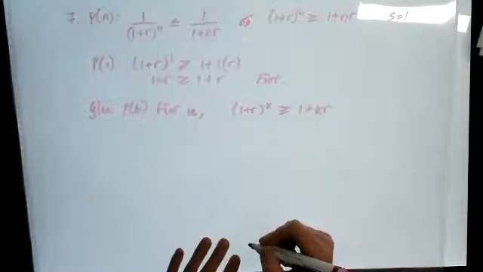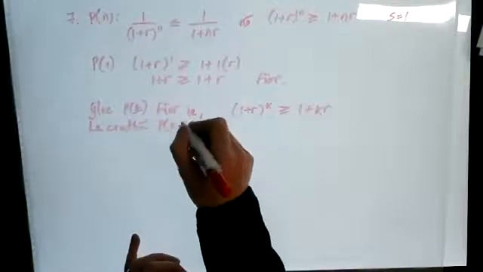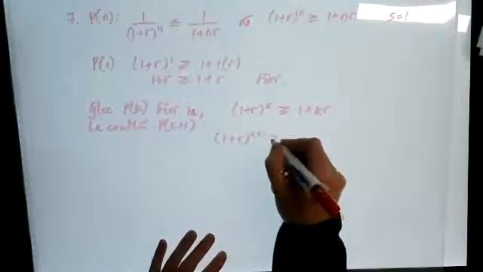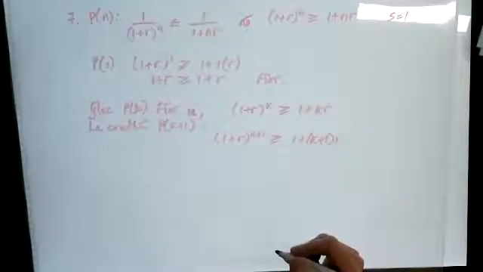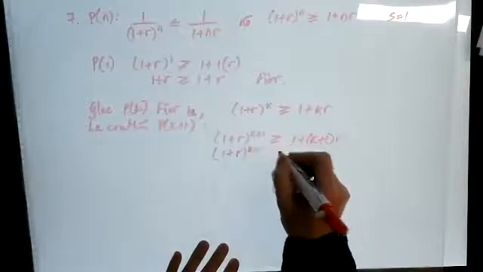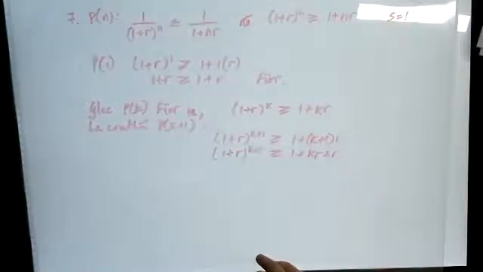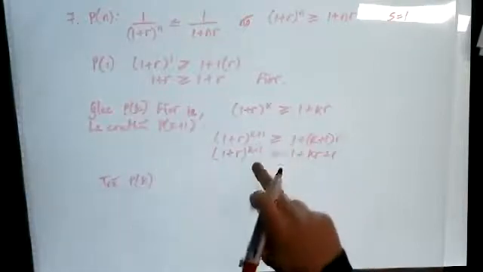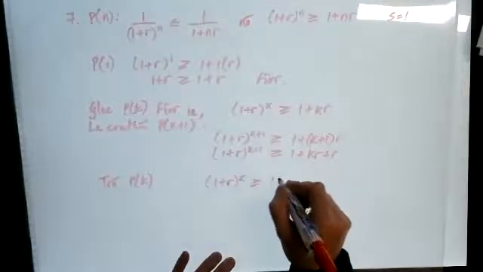Okay. Now, let's prove P(k plus 1). So we want 1 plus r to the k plus 1 is greater than or equal to 1 plus k plus 1 times r. Okay, and we can expand it for handiness: 1 plus k plus 1 times r is 1 plus kr plus r. Okay, so P(k) says 1 plus r to the k is greater than or equal to 1 plus kr.